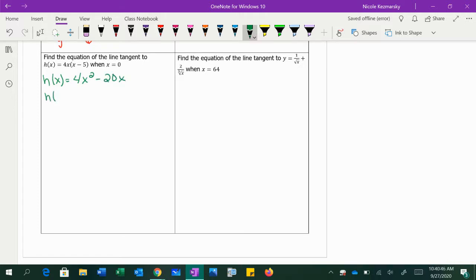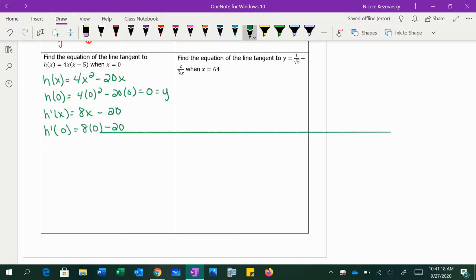I'm going to find my y by doing h of 0. So 4 times 0 squared minus 20 times 0 gets me 0. So that's my y value. Then I'm going to find my derivative. So I'm going to say h prime of x equals 8x minus 20. I'm going to plug in my x value, so 0, and get 8 times 0 minus 20, and get negative 20, and that's my slope.